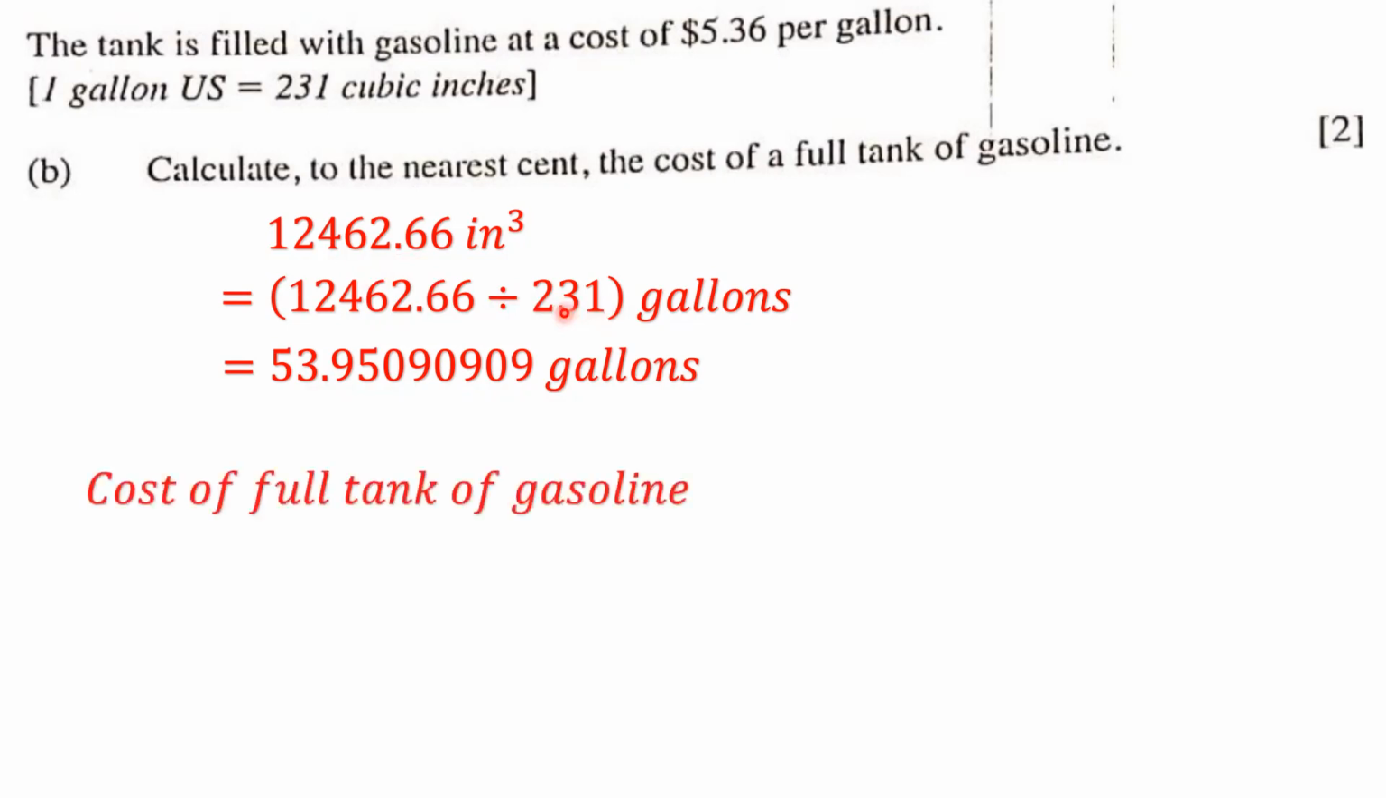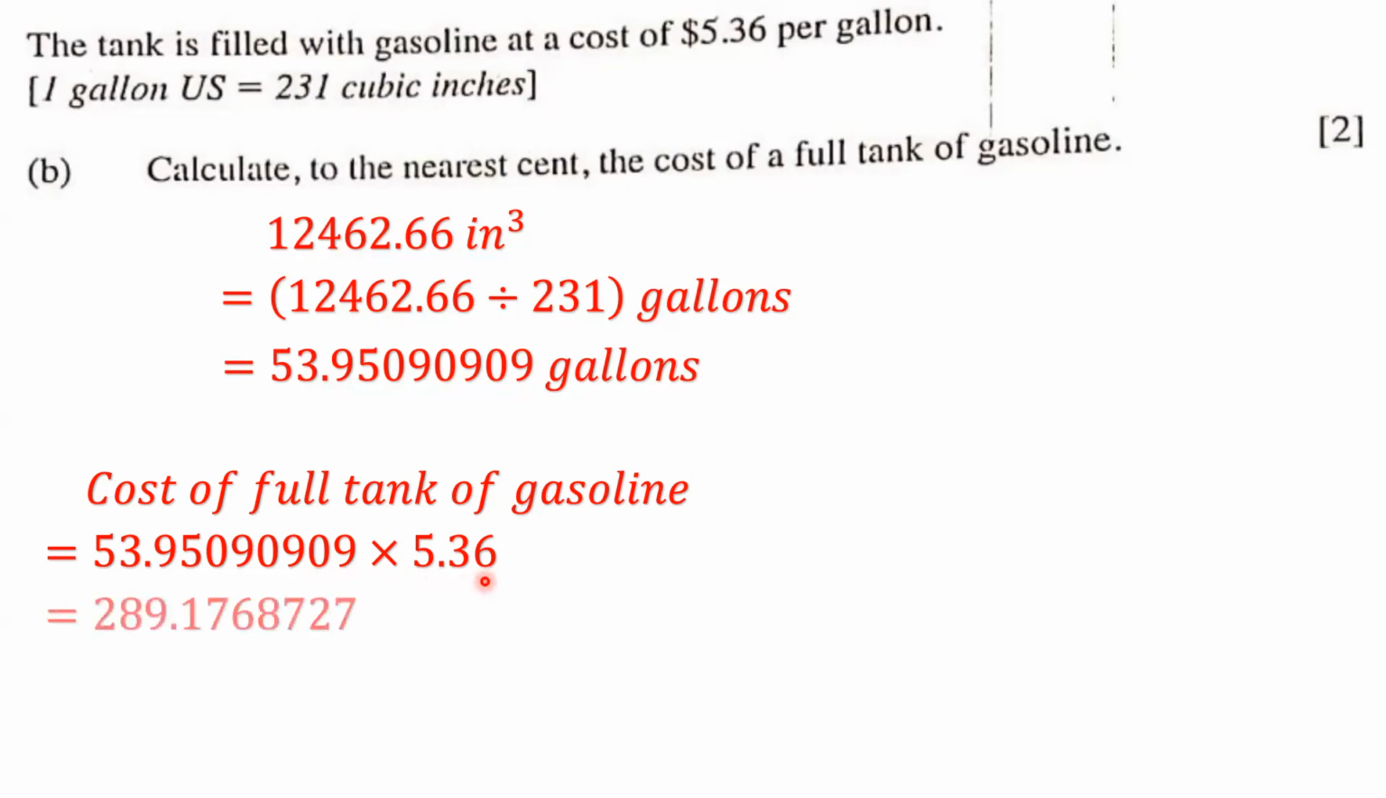All right, now that we know how many gallons we have, we need to figure out the cost of the full tank of gasoline. And so that's going to be 53.95090909 times 5.36. And that's going to be 289.18768727. That's going to be the cost of a full tank of gas.